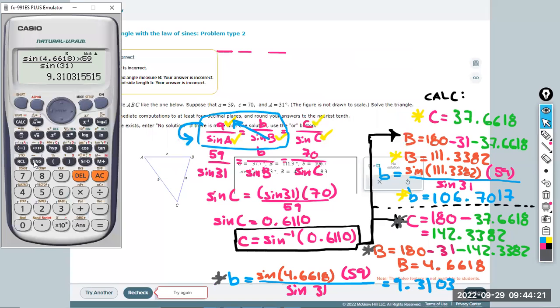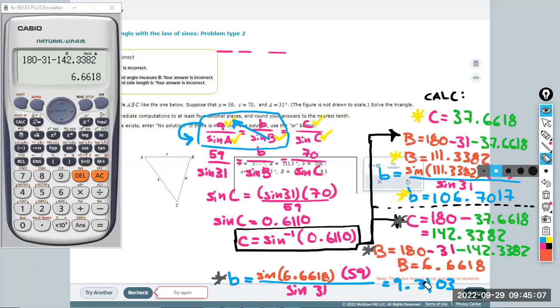I don't want to do this again, so I'm gonna try to check what I did wrong. Angle C is correct, so angle B is 180 minus 31 minus angle C, which it says is correct, so 142.3382. I don't know if I put something wrong in the calculator. It equals 6. I wrote 4. This is 6. I know what I did wrong. This is 6, and so this one is also 6.